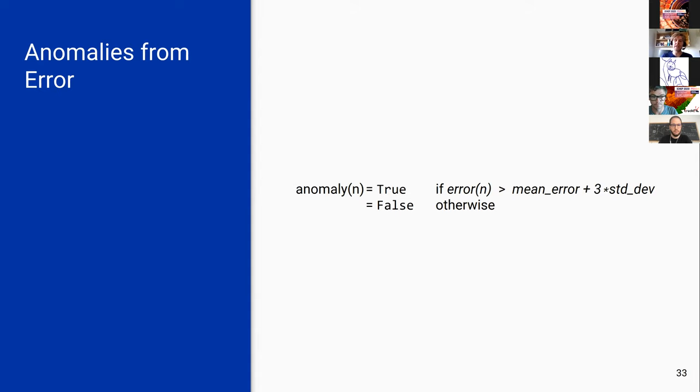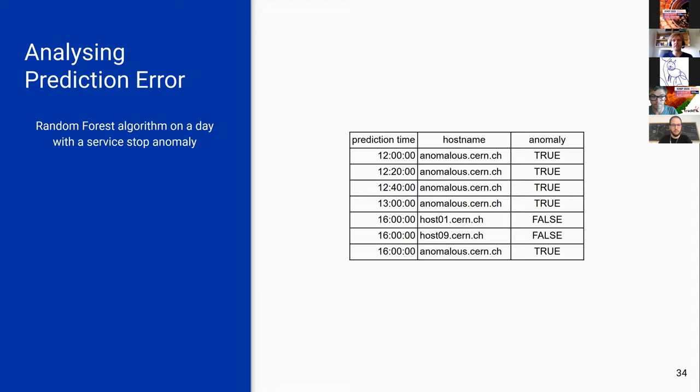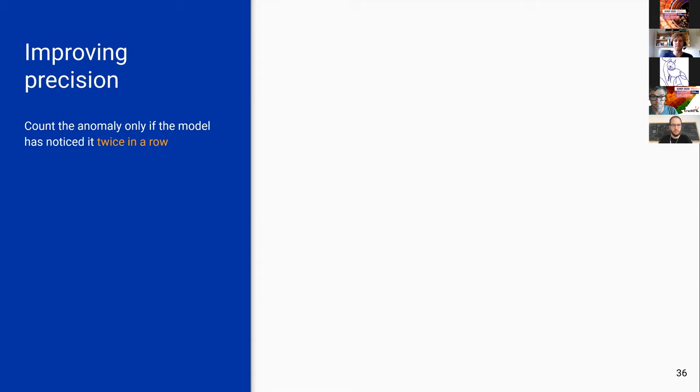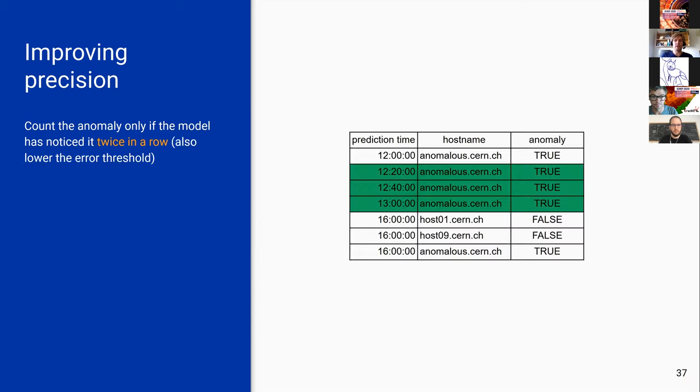Now, if we apply this algorithm to the example that I showed you earlier, you see that it quite well captures the anomaly there. But we also have some false positives, which are from other hosts, which were probably updating our anomalous host with the data that it has to catch up with. So we said, okay, let's count this as an anomaly only if the algorithm classifies it as such twice in a row. Thus, we get a bit of a delay, but we also get zero false positives, which was amazing.